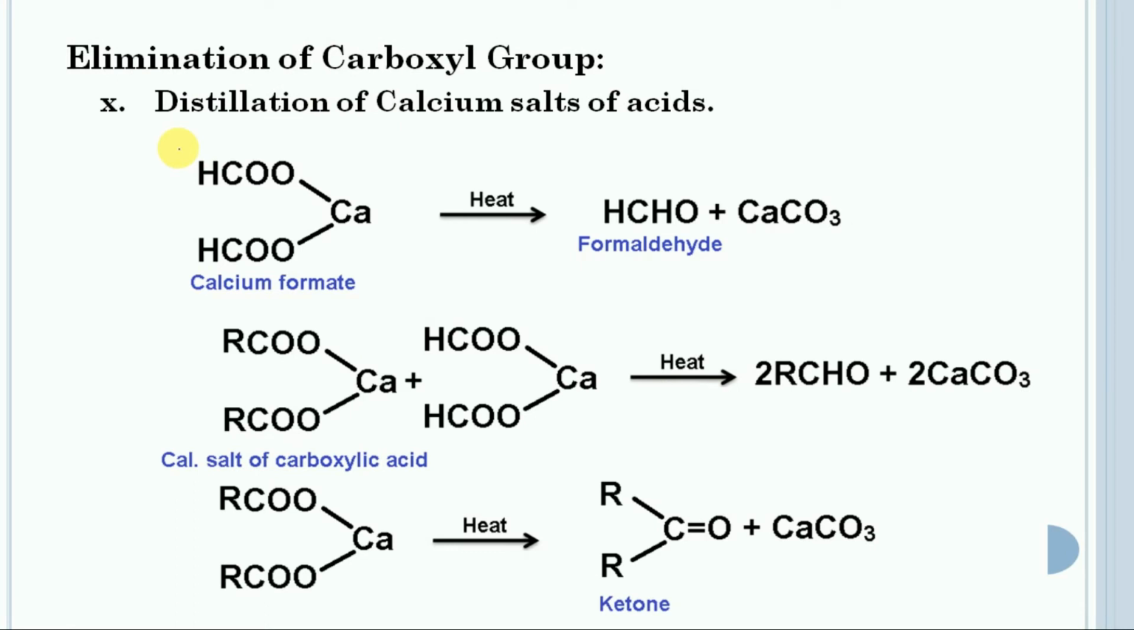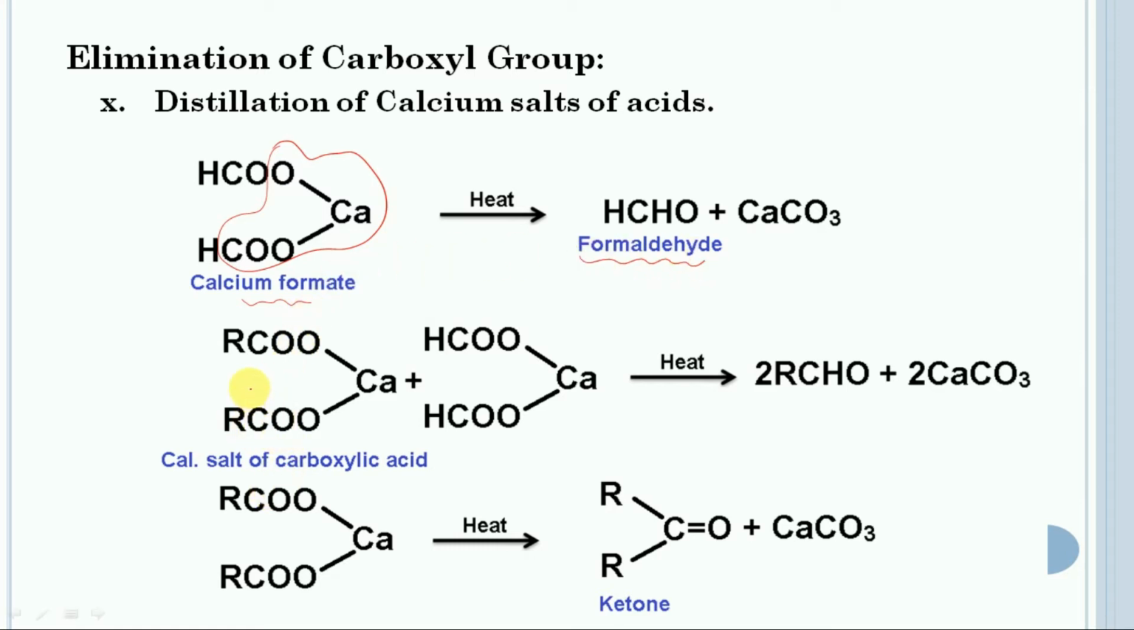Next is the distillation of calcium salt of acids. When calcium salt of acid is distilled in the absence of air, it will yield different product. In first case, it will involve the distillation of calcium formate. It can lose 1 mole of calcium carbonate and formaldehyde will get formed.